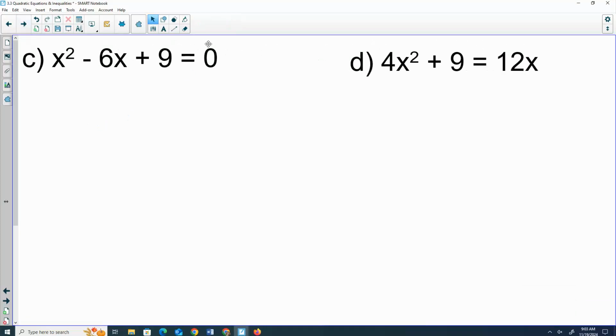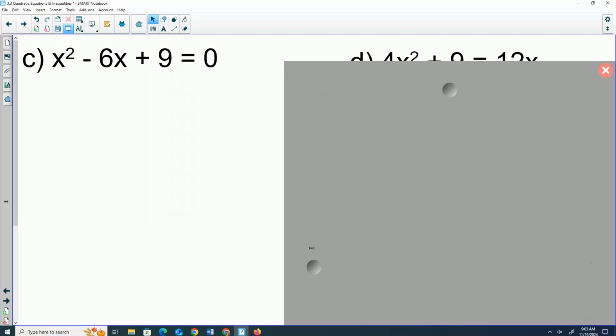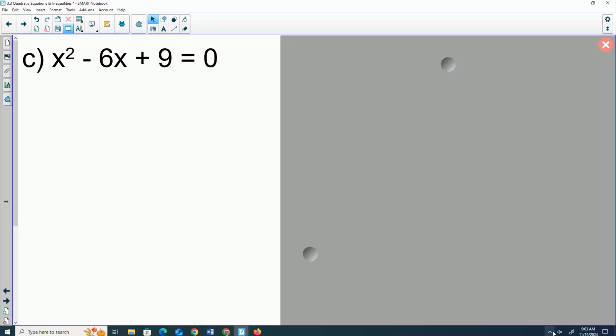I want you guys to solve C for me. So first we check it's already equal to 0. So then we're set up to factor and solve this. So x squared breaks into x and x. Multiply to positive 9, add to negative 6 is negative 3 and negative 3. Set those equal to 0 and you get 3 both times. There's different ways of writing this. So what this means is 3 is the only solution. We just got it twice.